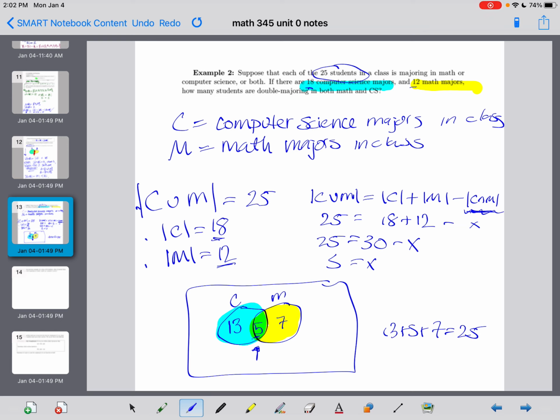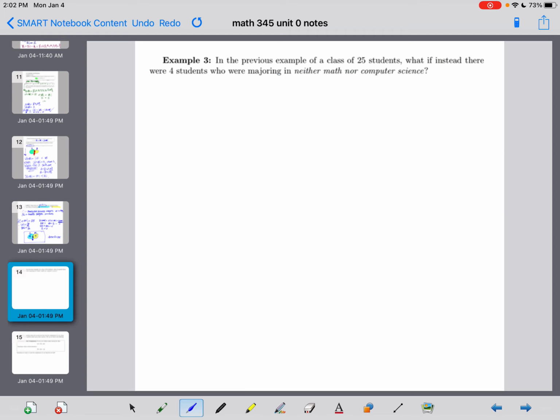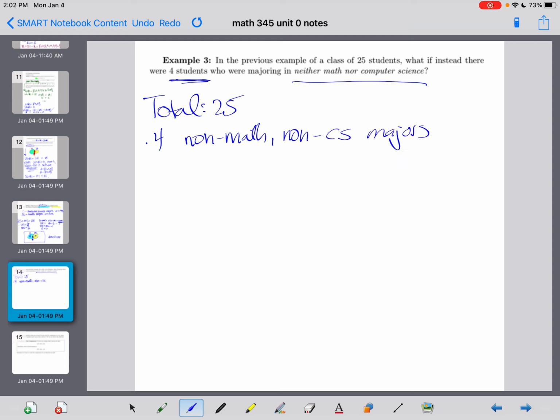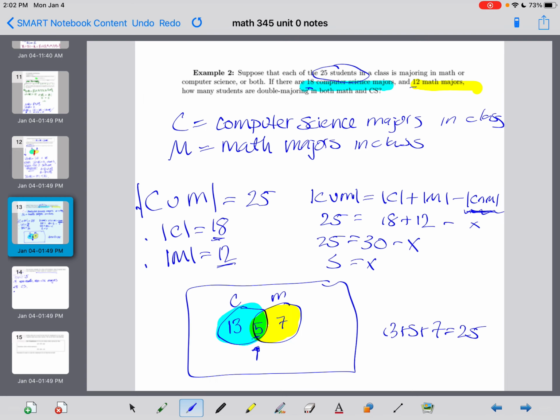Okay, so using the principle of inclusion-exclusion allowed us to figure out just how many students fell into each of these categories. Now, we're going to expand on this example and say, let's look at the previous example, but what if instead there were 4 students in the class who are majoring in neither computer science nor math? All right, so the total number of students in the class is 25. There's 4 students who were non-math, non-CS majors. There's 18 computer science majors, and there's, what did we say? I gotta go back. 12 math majors.